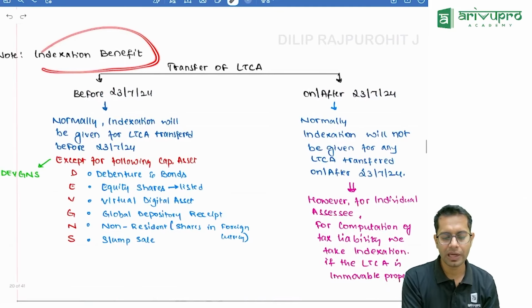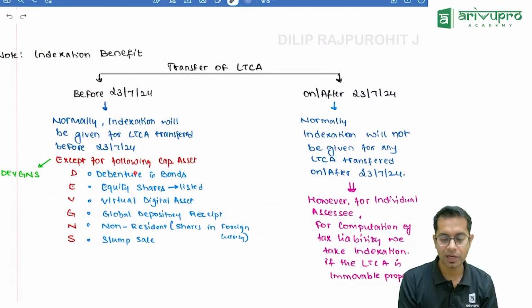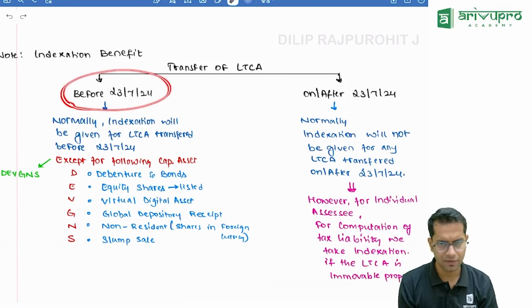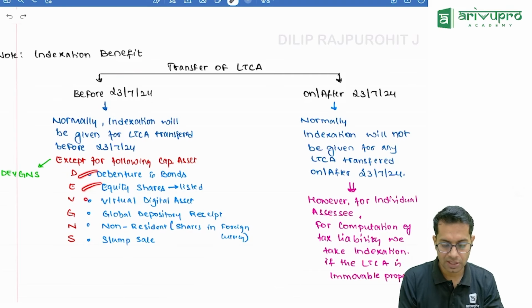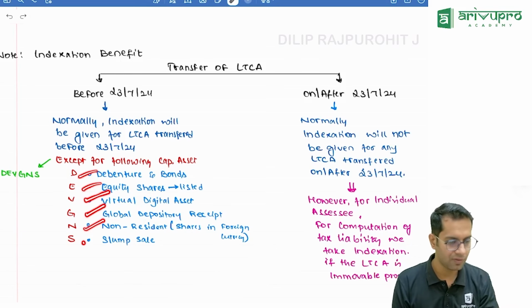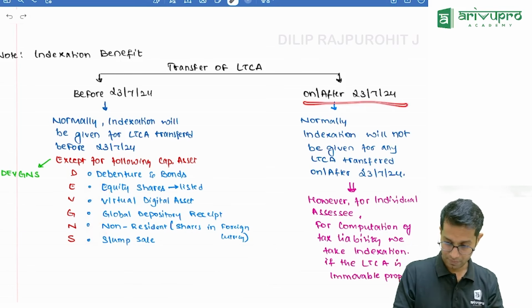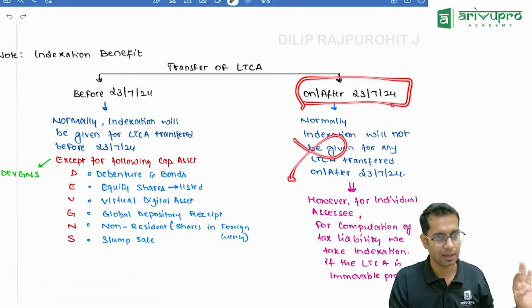Now, normally we know indexation benefit was not available only for DEVGANS. If DEVGANS are transferred before 23rd July, indexation benefit is not available for DEVGANS. What is DEVGANS, sir? Debentures, equity shares listed on a recognized stock exchange of India, virtual digital assets, global deposit receipts, non-resident computation of gain in foreign currency, and slump sale. But if the transfer is made on or after 23rd July, you will not get indexation at all for any type of capital asset.